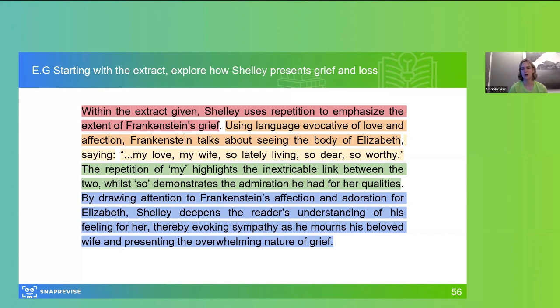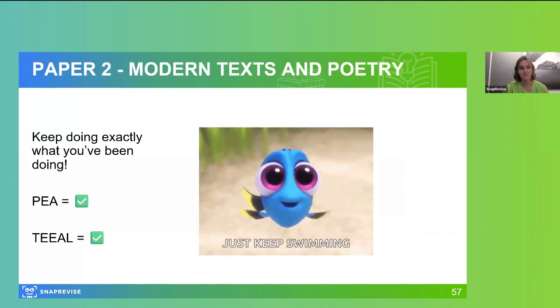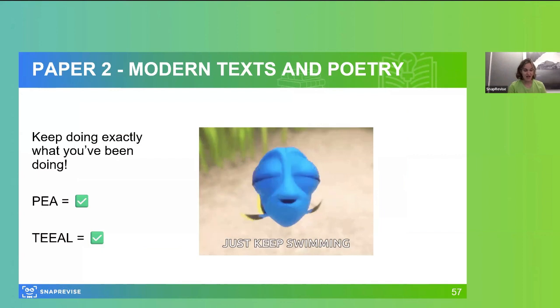So yes, I think this one was all about grief in the text. So again, it's just how you see that you can use TEAL within your structure to be able to hit the higher level of answers, which will get you the higher marks in the marking scheme. Lovely. So moving on to paper 2.